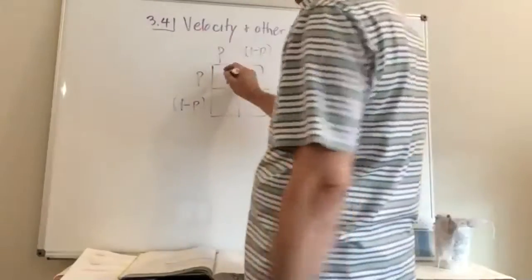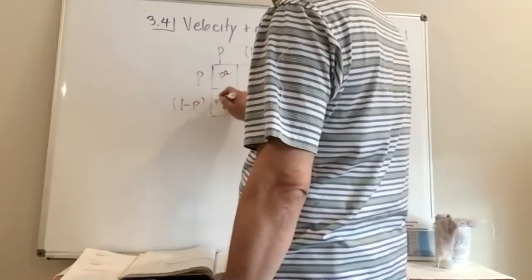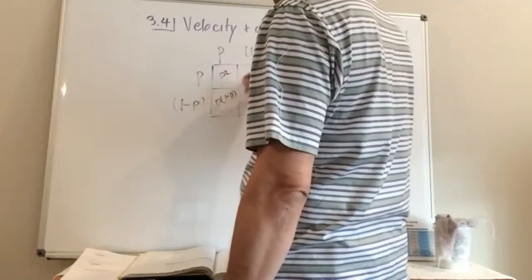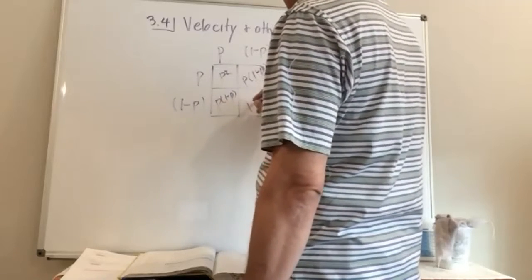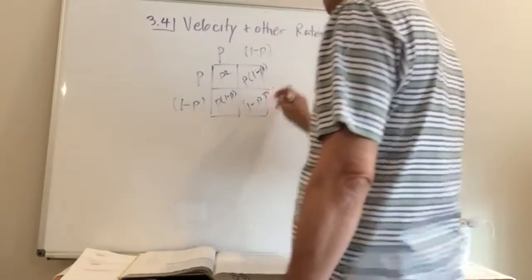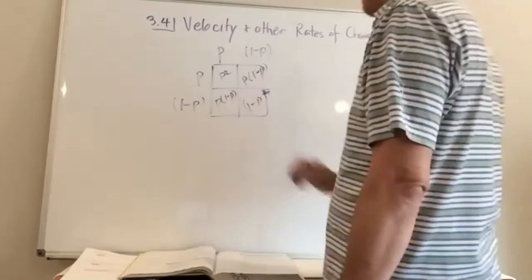Right, so this is going to be P squared. This is P times 1 minus P. This is P times 1 minus P. This guy here is 1 minus P squared. So which one here is going to be smooth?